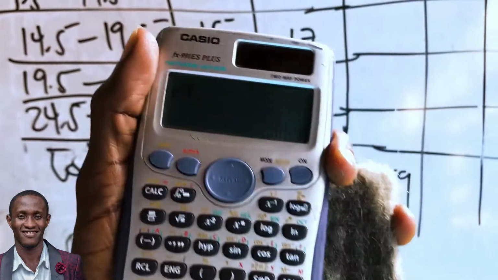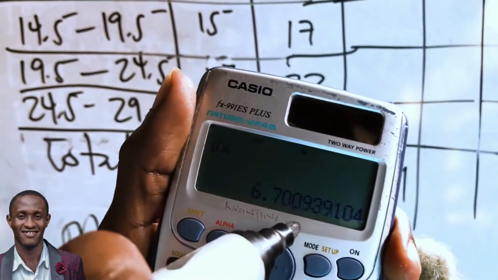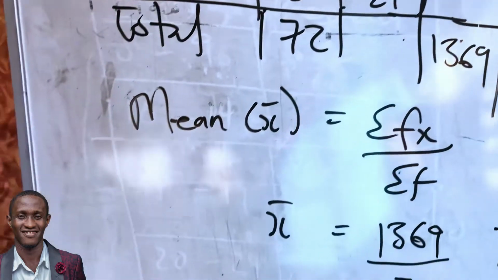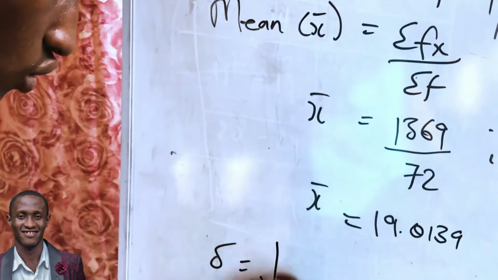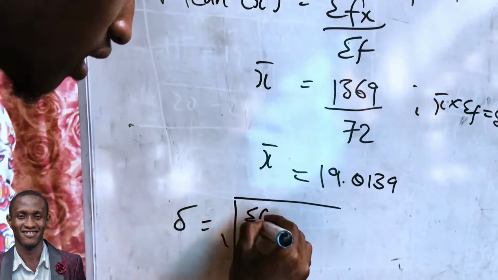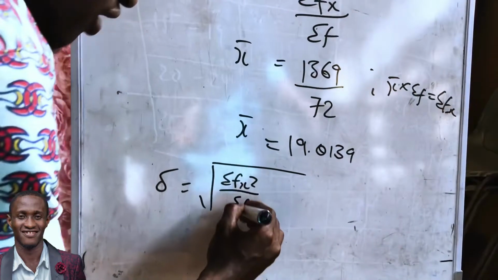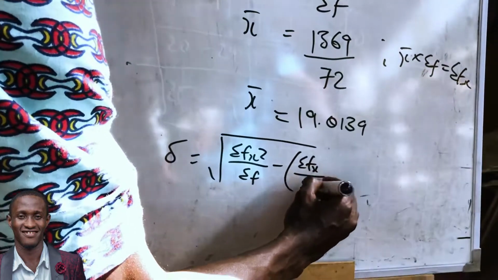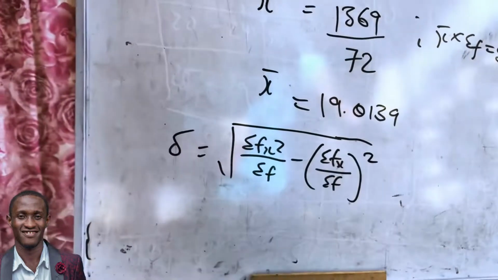Now I need 3. So standard deviation is what? We are saying 6.7 something. So I'll write my standard deviation formula. Standard deviation is equal to square root of sigma f of x squared over sigma f minus sigma f of x over sigma f, all squared.